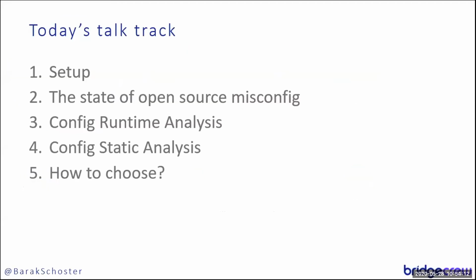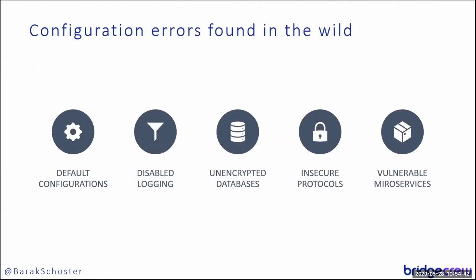So let's talk about what we're going to talk about today. We're going to talk about what a cloud misconfig is and what the state of different cloud misconfigurations is in the open source repositories and registries. We'll talk about where we can find those misconfigurations, how we can utilize runtime analysis tools to identify them, how we can use static analysis tools to prevent them from happening again, and how we choose between the two approaches.